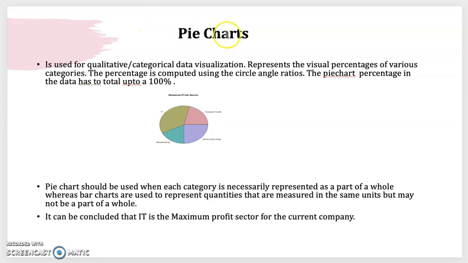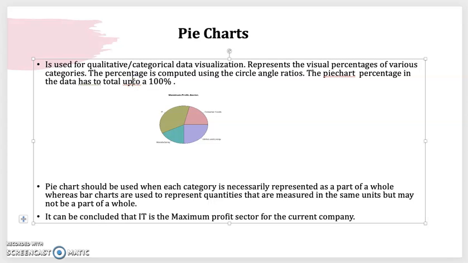The next one is the pie chart. The pie chart is also used for categoric data visualization. It represents a visual percentage for various categories. The percentage is computed using the circle angle ratio. The pie chart percentages come from data whose total adds to 100%. For example, your circle is 360 degrees, right? According to your percentage, you just see how big each slice is.